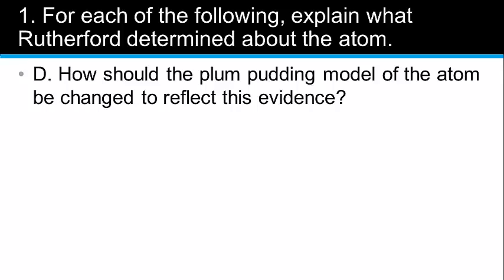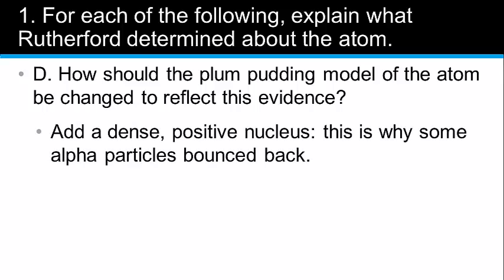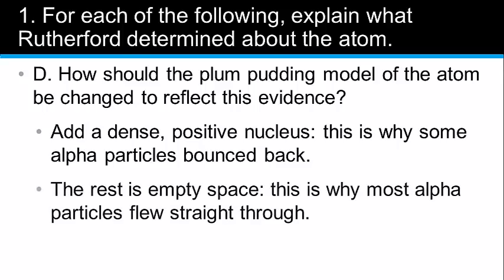How should the plum pudding model of the atom be changed to reflect this evidence? Well, first, you need to add a dense positive nucleus. This explains why some of the alpha particles bounced back. The rest of the atom needs to be empty space. This is why most of the alpha particles flew straight through.